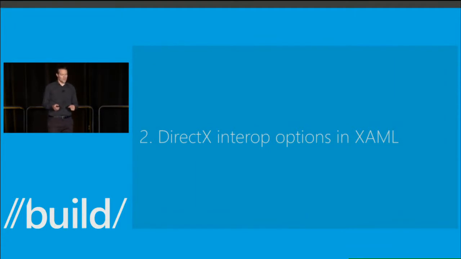So hopefully now I've convinced you of the value of DirectX and XAML interop. If you weren't convinced already, you are already here, so hopefully I've gotten you over the line. So now I'm going to get into the actual nitty-gritty of how do you get this done? What do you need to do to build DirectX interop and XAML?